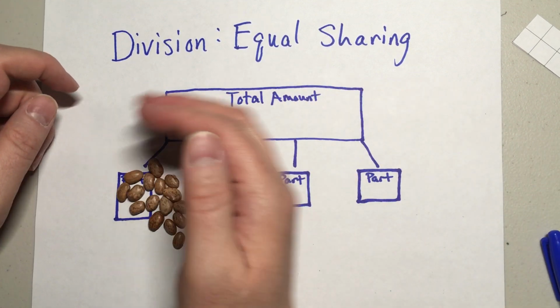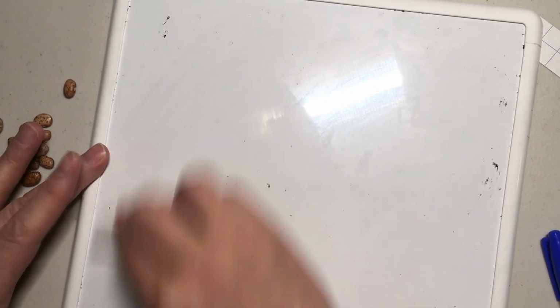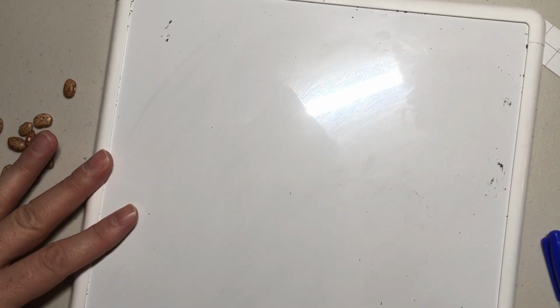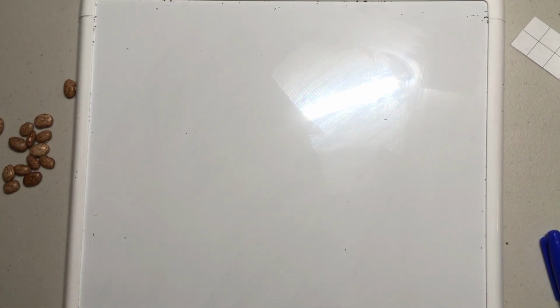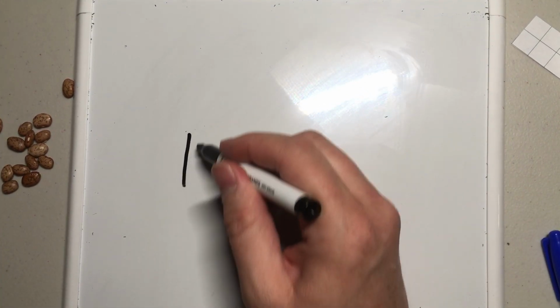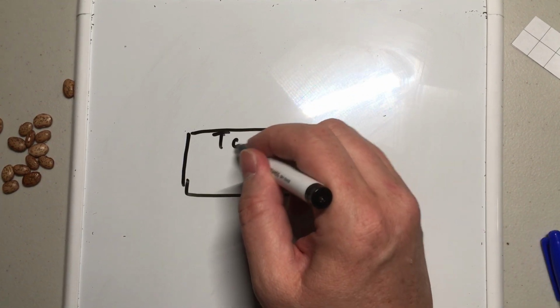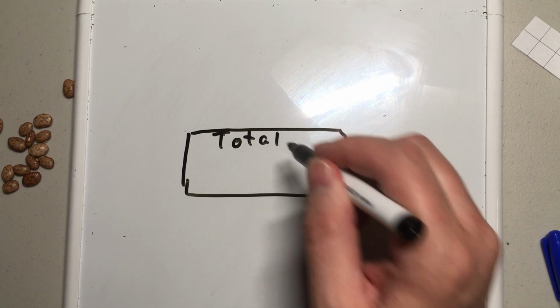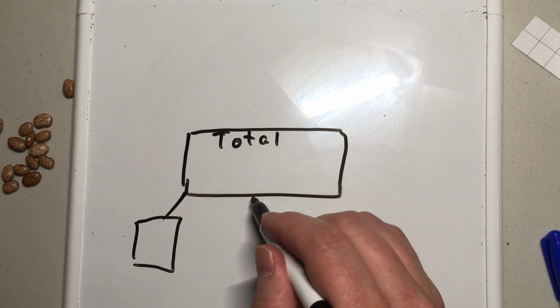Okay. All right, I'm going to move my pinto beans aside, and I'm going to get this out. A dry erase board is obviously going to be more advantageous to what I'm doing here because all I have to do is just erase it and make more. Kids get real creative with their sharing mats when they use a dry erase board.